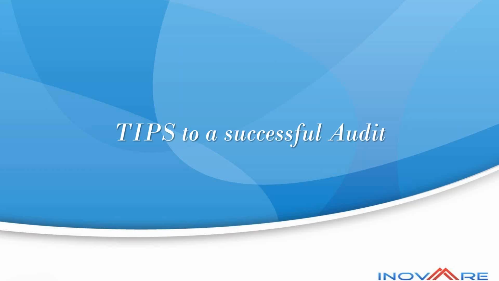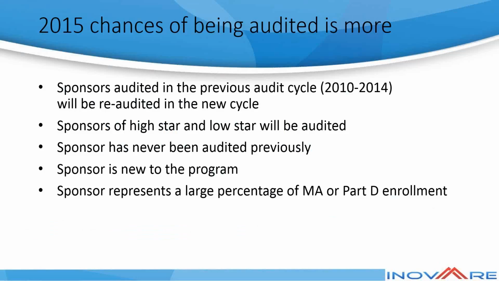As far as the audit process goes, these are some of the things, and again, a lot of you will find not a whole lot of this is rocket science. As I mentioned earlier, the chance of you being audited is highly likely. Sponsors audited in the previous audit cycle will be re-audited in this new cycle. So you don't get a pass because you just finished an audit last year or the year before. Sponsors of high star and low star ratings will be audited. Sponsors that have never been audited previously, sponsors new to the program, and sponsors that represent a large portion or percentage of the MA or Part D enrollment will be targeted for the audit this coming cycle.